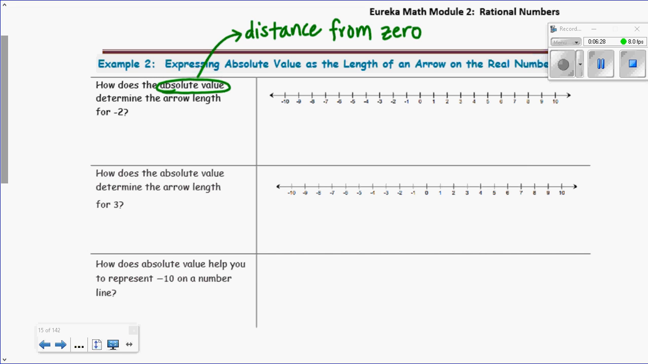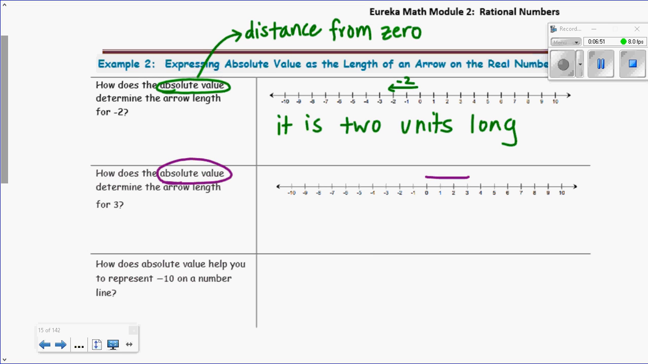So how far is it from 0? How does the absolute value determine the arrow length for negative 2? Well, the arrow length for negative 2 is 2 units. It is 2 units long. So then how does the absolute value, there's that word again, determine the arrow length for 3? Well, to go from 0 to 3, it is 3 units long.